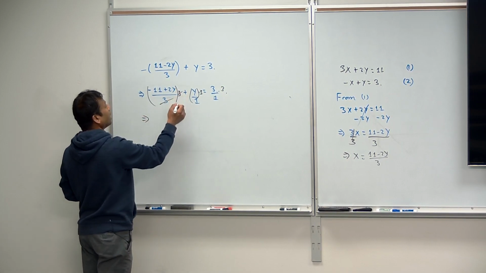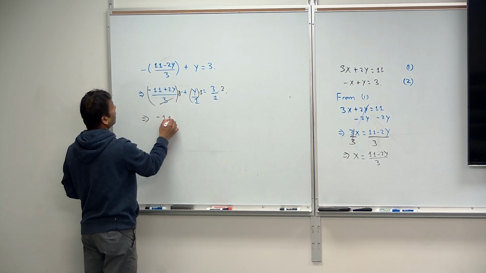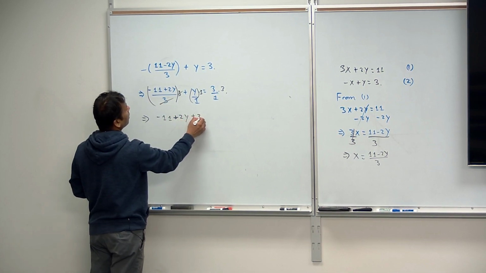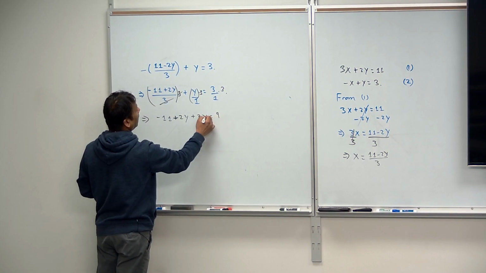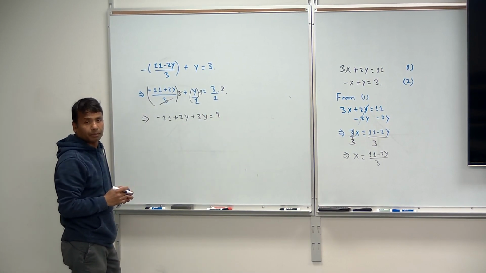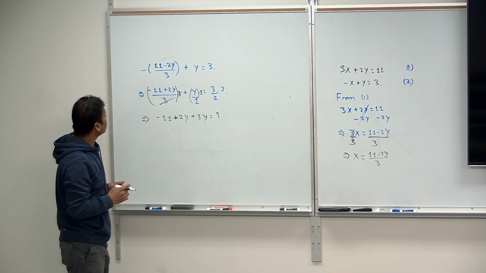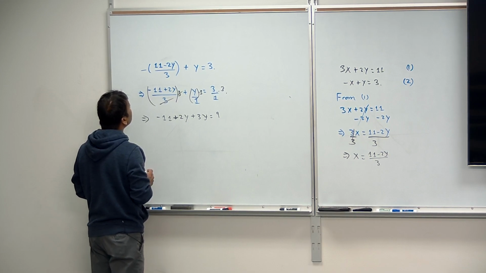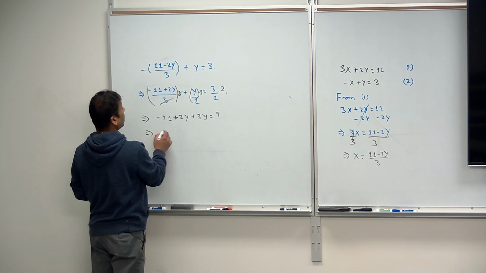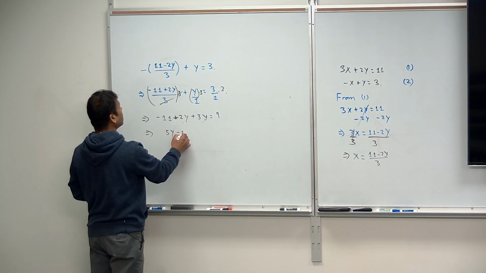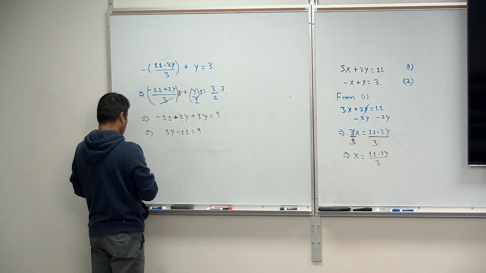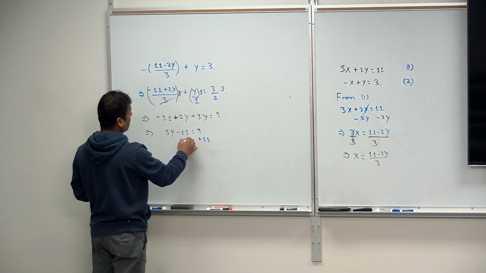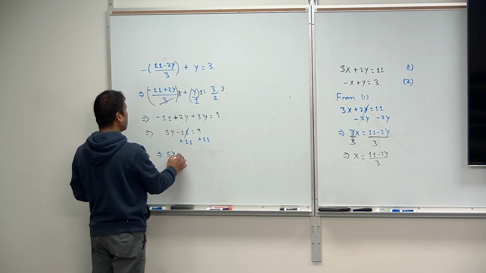So now this 3 and 3 cancel. So negative 11 plus 2y plus 3y equal to what? 9. Right? That makes sense? So now 2y plus 3y is 5y minus 11 equal to 9. You add 11 on both sides. You cross them out, and 5y equal to 20.